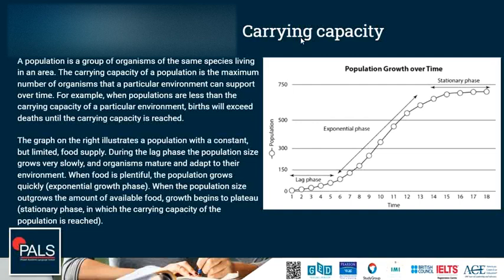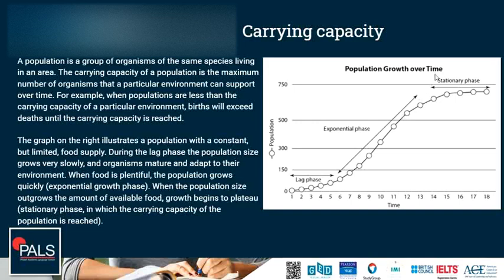When food is plentiful, the population grows quickly. We see the exponential growth phase here. And when the population size outgrows the amount of available food, growth begins to plateau. It becomes stationary, the stationary phase, in which the carrying capacity of the population is reached. Here, the birth rate is now equal to the death rate.